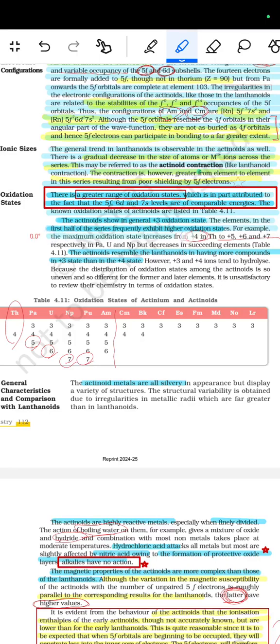For example, the maximum oxidation state increases from +4 in thorium to +5, +6, +7 respectively in Pa, U, and Np, but decreases in the succeeding elements.